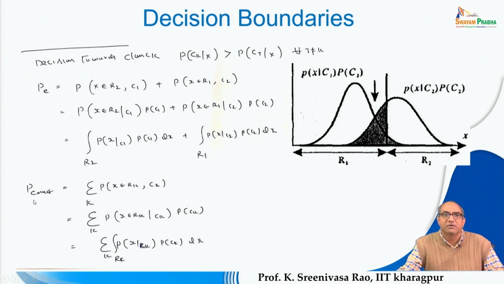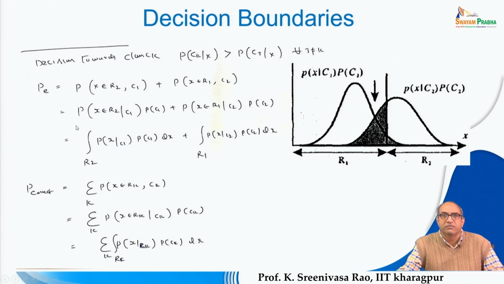And the other way, suppose you want to analyze the probability of correctness. The probability of correctness is nothing but the probability of the feature vector falling into a region Rk whose label is also Ck. Then there is no issue at all, because the class label is Ck and it is also falling in the region Rk, which is the genuine one. So there is no error at all. Likewise, if you want to estimate the probability of correctness, then we need to perform the summation of this expression over all the classes, and then we get the probability of correctness.